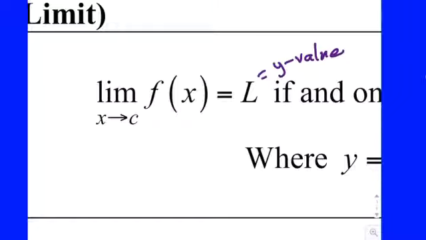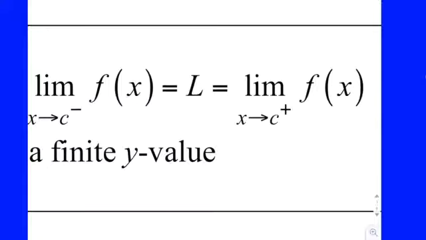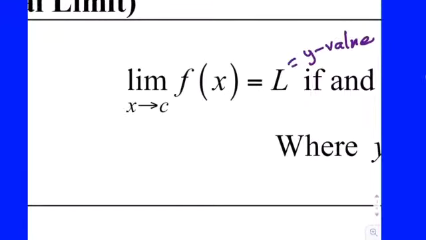So if we know that, then we know the limit from the left and the right are also going to equal that same y value. But it works the other way around, too. If I know the limit from the left and the right are the same y value, then I can say the general limit exists and is the exact same y value. Okay? So for the general limit to exist, the roads have to be lining up. That's it, right? The roads have to be lining up to the same y value.